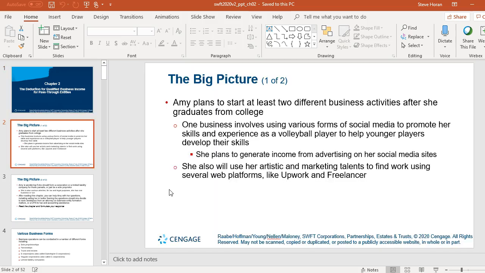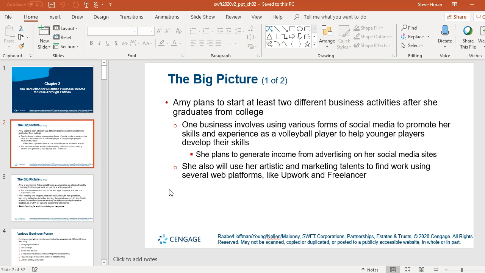And the way they do these in these chapters is they give us what they call the big picture, and every chapter does these, and they're really good. They just give us an example of a tax situation, and they ask us some questions, and then as they go through the chapter and the material, we'll come back and revisit these and answer the questions. So in this one, we have Amy.